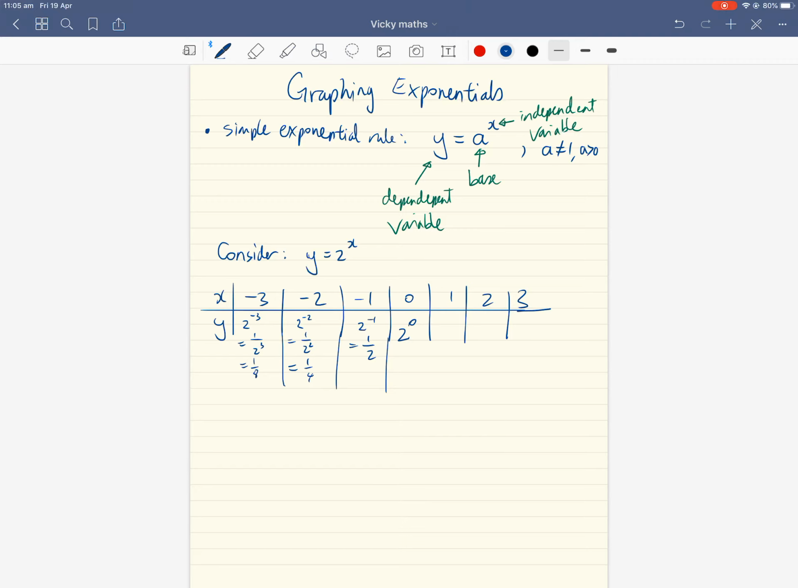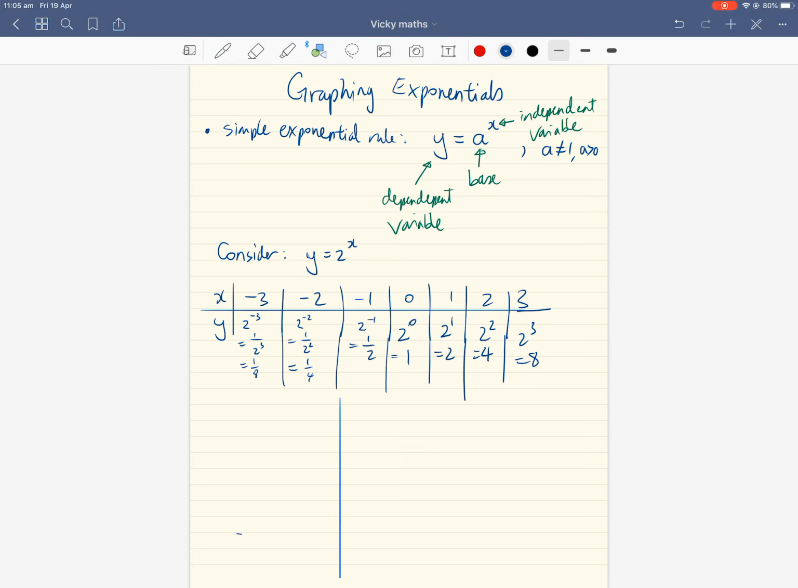When x is 0, y is 2 to the 0. Now anything to the power of 0 is just 1. 2 to the 1 is 2. 2 squared is 4. And 2 cubed is 8. So let's graph these points on axes and see what they look like afterwards.